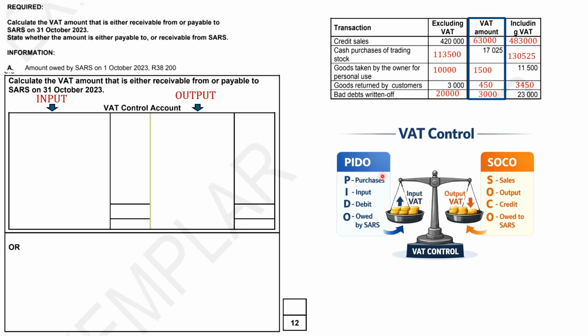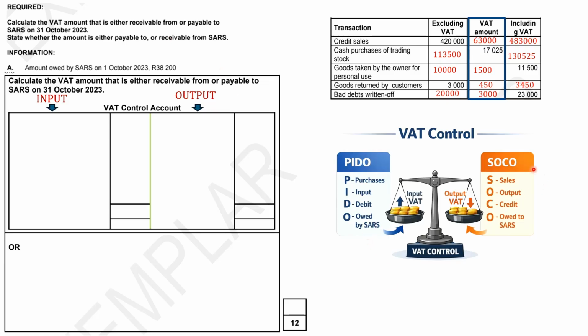So PIDO and SOCO. PIDO is obviously the debit side. SOCO is the credit side. PIDO, the P stands for purchases. Any purchases come to our input. Input, that one is just the title. D, debit, because it's on the debit side. And O, owed by SARS. That means if our balance brought down is on the input side, this is the amount owed by SARS. That means it's receivable from SARS because SARS owes us.